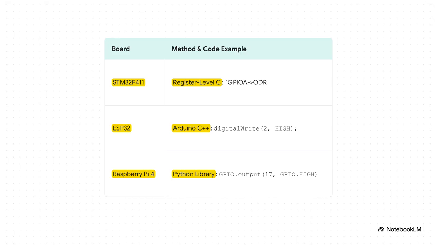Then, the ESP32, which often uses the super popular Arduino framework, abstracts that all the way into a simple command, digitalWrite. So much easier, right? And then you have the Raspberry Pi, which is a full-blown computer. You can control its hardware pins using a high-level language like Python. It's the same exact goal, just achieved through 3 totally different layers of abstraction.